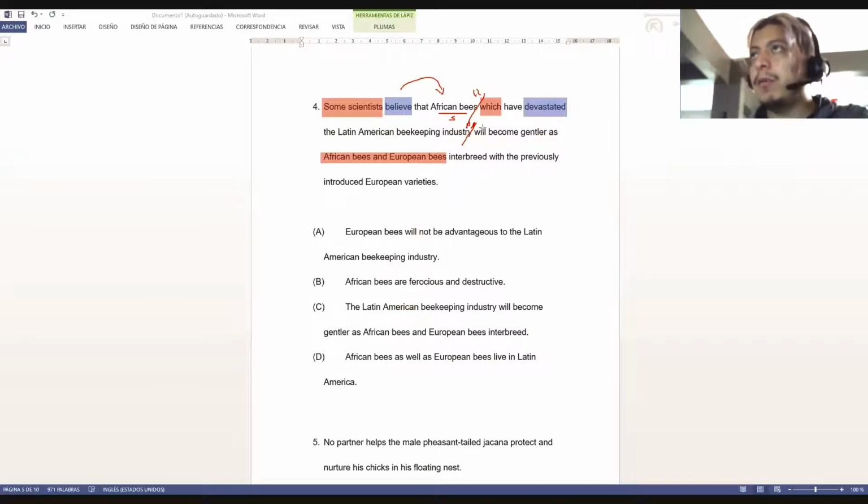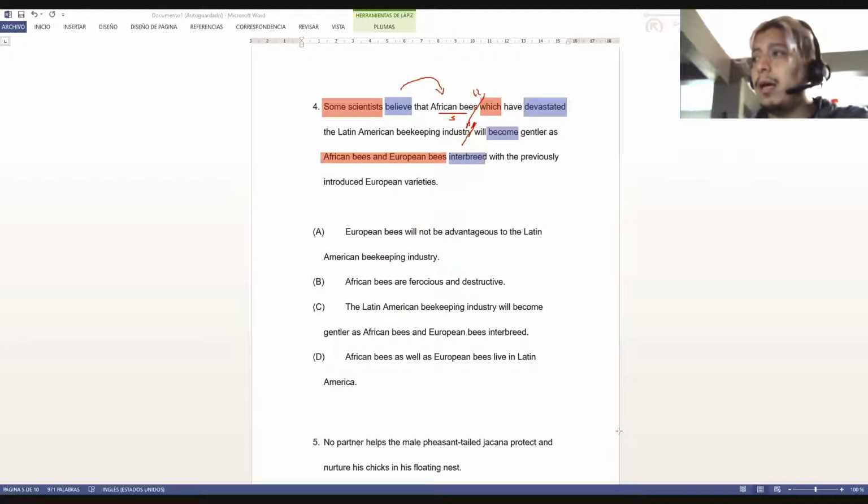We have another verb. The verb is become. They will become gentler as African and European bees interbred. This is another verb, interbreed. Sorry, this is in the simple present. So you don't really have an auxiliary with the previously introduced European varieties.